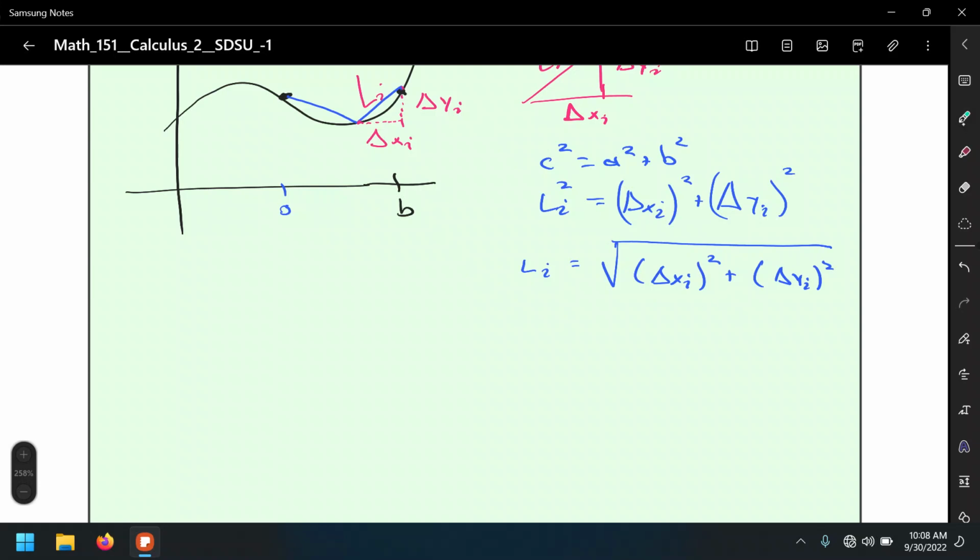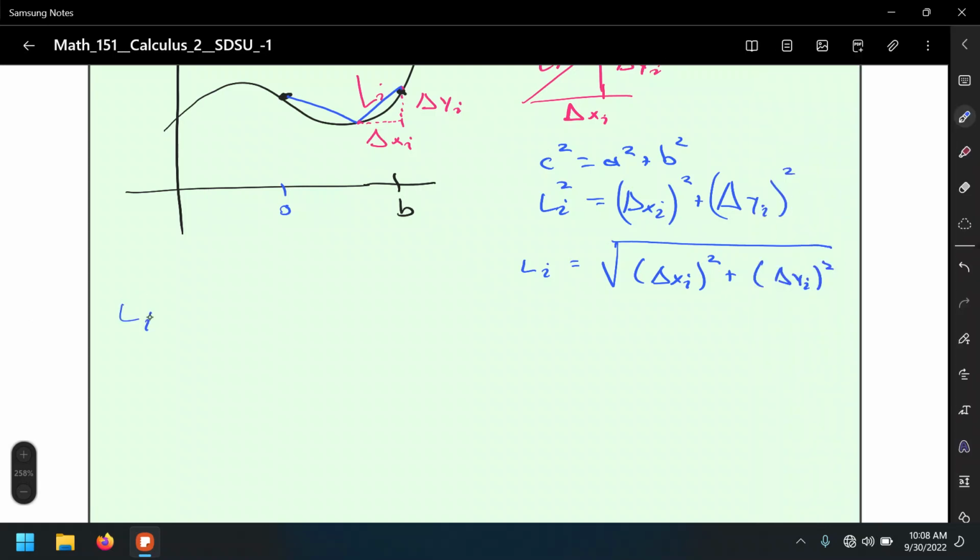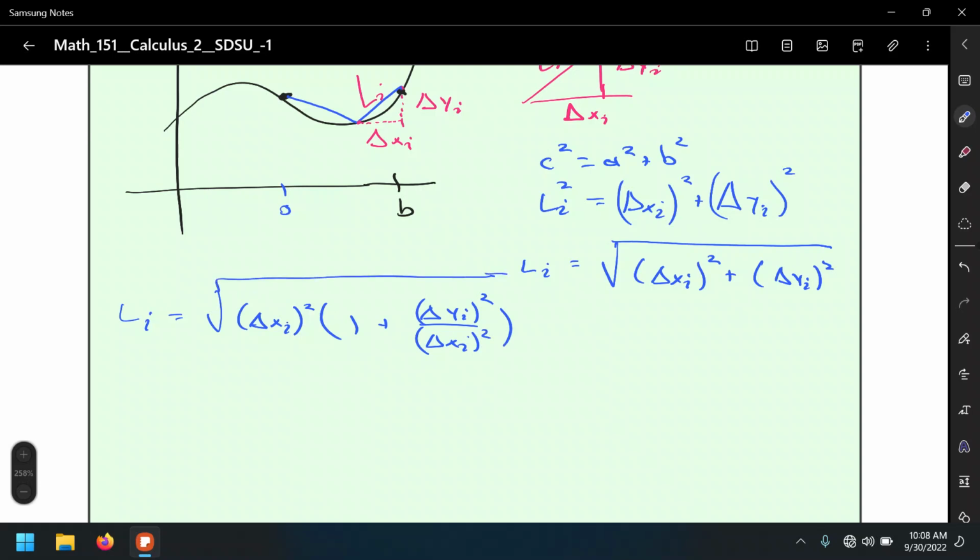In this case, what are we going to do? Let me continue here. So L sub i is the square root. I'm going to factor out delta x sub i, quantity squared. That's going to leave us with 1 plus delta y sub i squared over delta x sub i squared. Do you see this delta y over delta x? Somehow that's going to take us later to dy/dx, which ultimately will be our f prime. Alright?